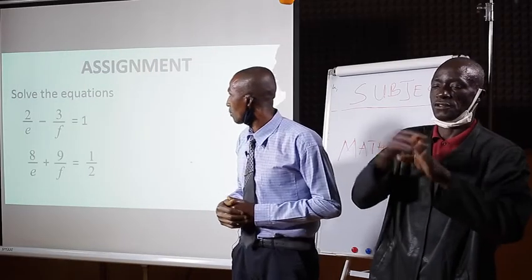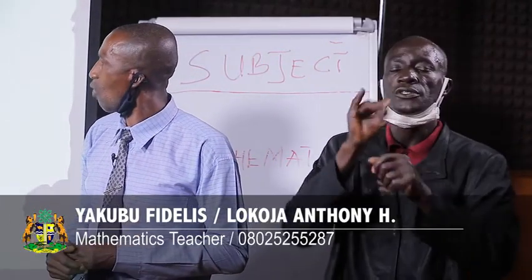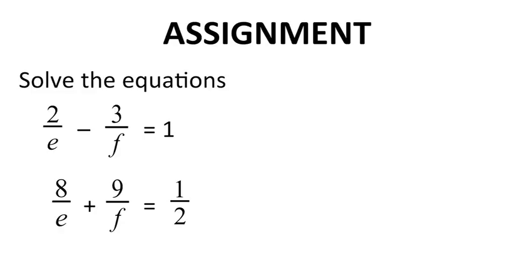Before we close for the day, I have an assignment for you. Make sure you work this assignment and practice harder for better understanding. Assignment, solve the equations. 2 over e minus 3 over f equals to 1. And the next equation is 8 over e plus 9 over f equals to 1 over 2.